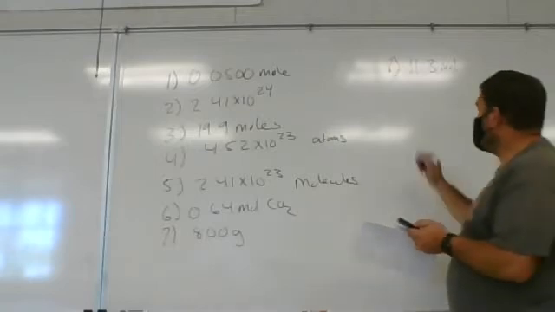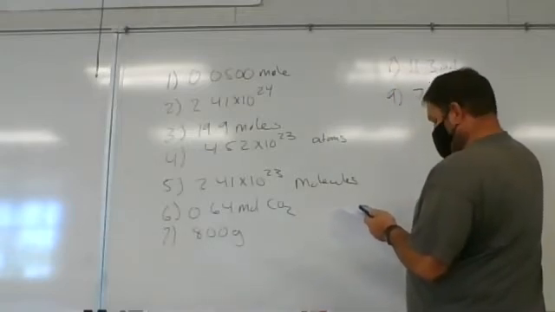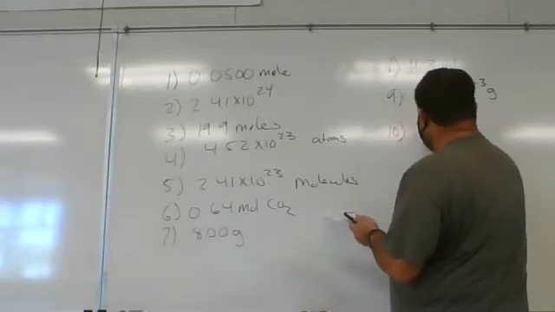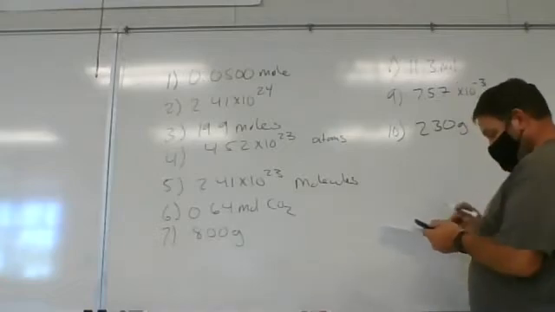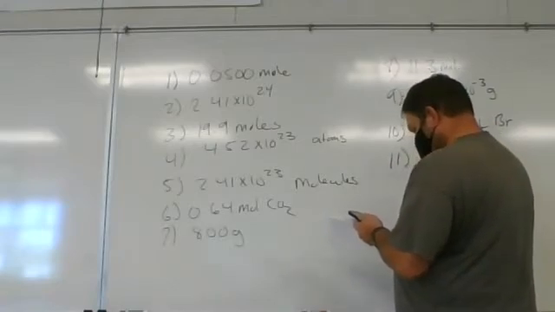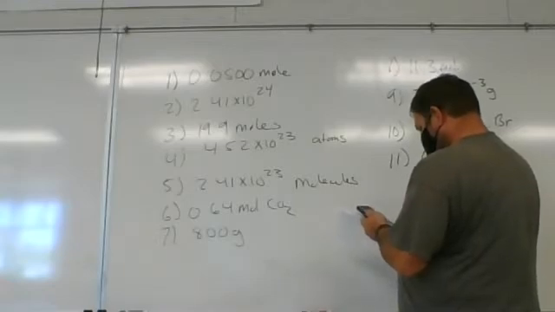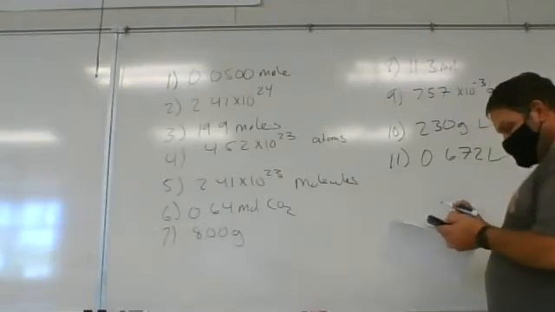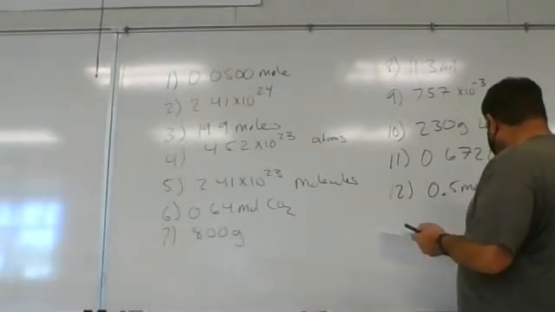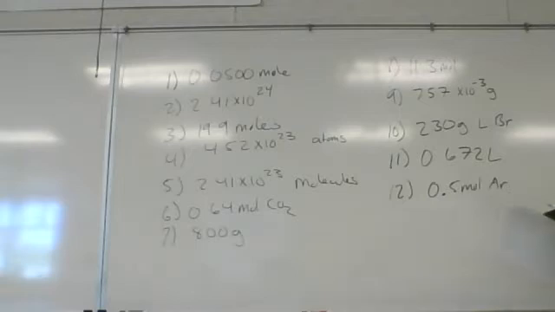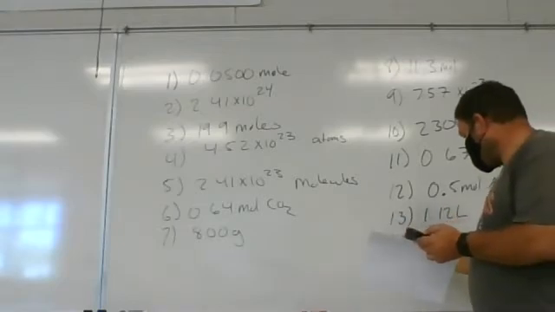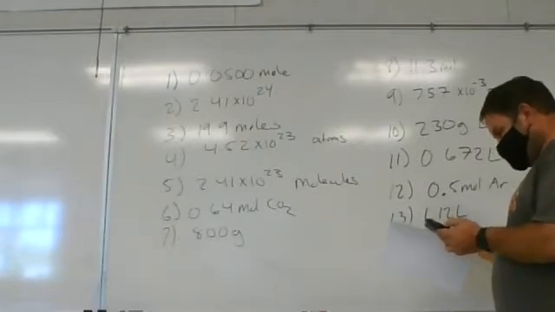Number 9 should be 7.57 times 10 to the minus 3rd grams. 10 should be 230 grams. 11 is 0.672 liters. 12 is 0.5 moles. 13 is 1.12 liters. 14 is 26.88 liters.